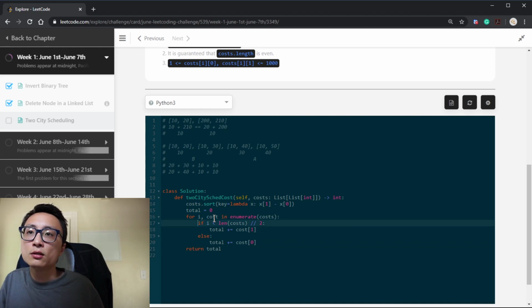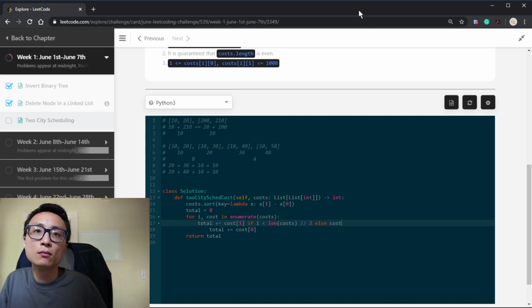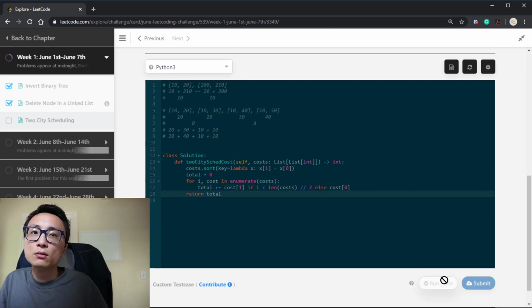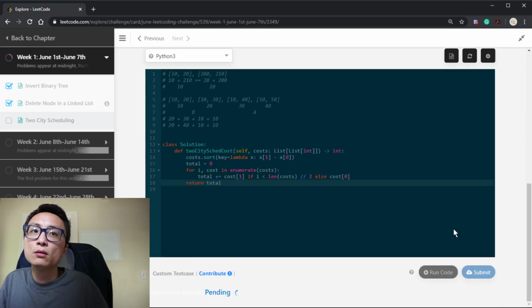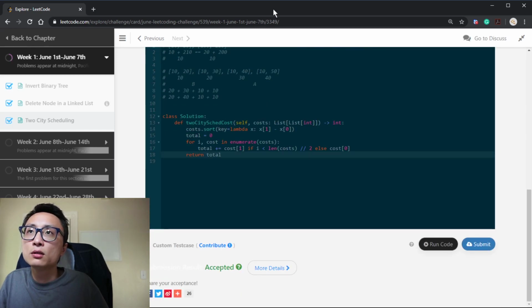Let's put this onto one line, I guess. Okay. So this is the code. We sort by the relative savings, and just iterate over the sorted array one more time to collect the total number. So that's this question today.